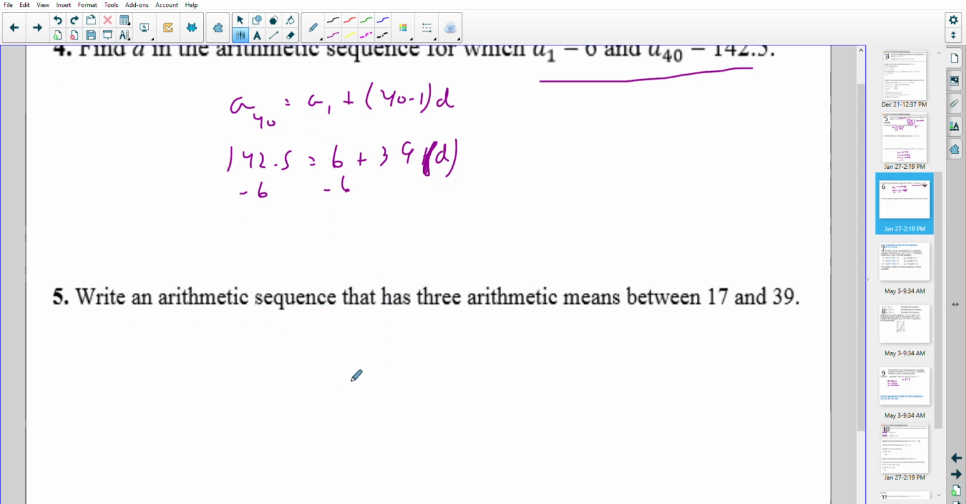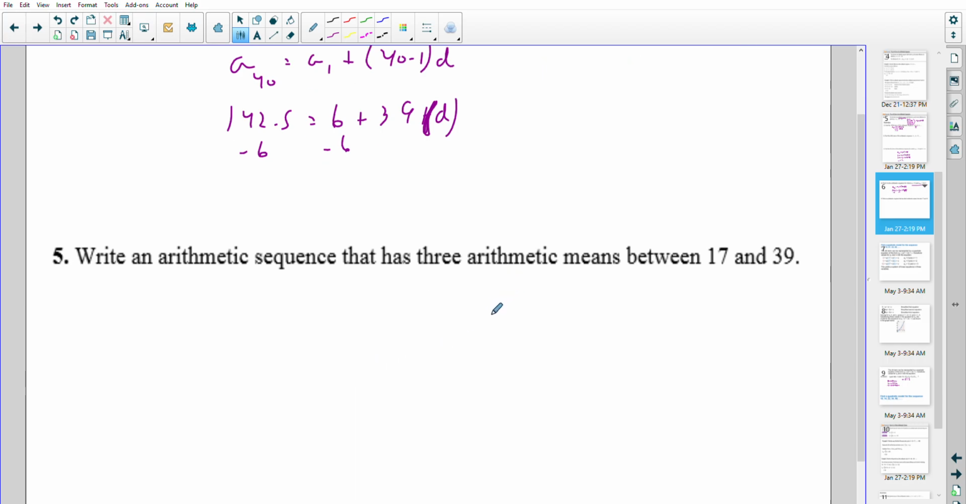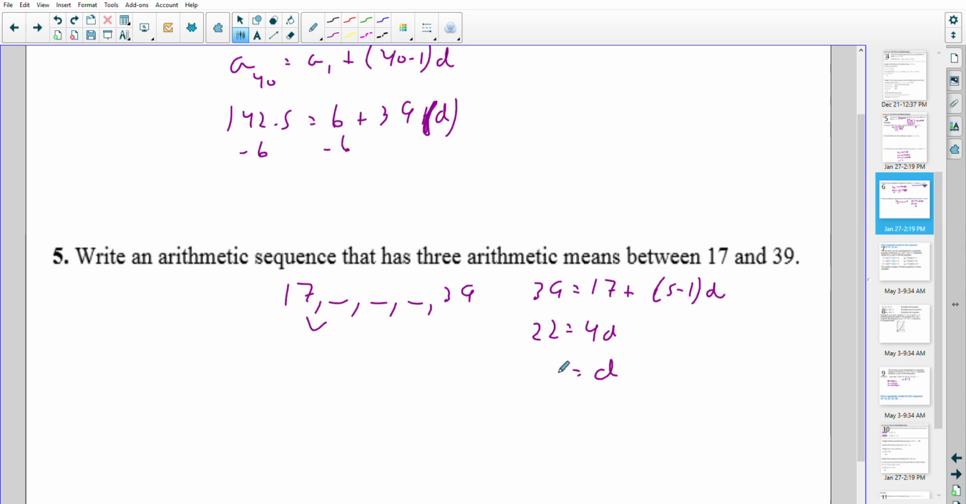Write the arithmetic sequence that has 3 arithmetic means between these two. So that means that you have 17, 1, 2, 3 means between. Arithmetic means that you add them up and divide by 2 if there are 2 of them, but here you have 3 of them. In other words, what you really want to do is determine what that difference is and then just add it on. Now, I'll do it a longer way and then go back and do it a shorter way. 39 equals the first term plus how many total terms? There are 5 total terms. 5 minus 1 times the common difference, d. That's going to be 22 equals 4d, or d is equal to 11 halves, 5.5.